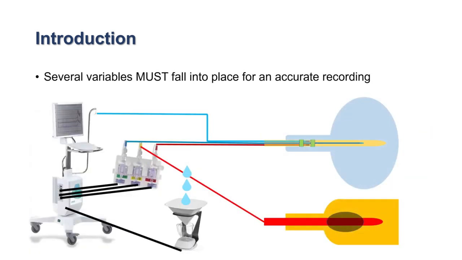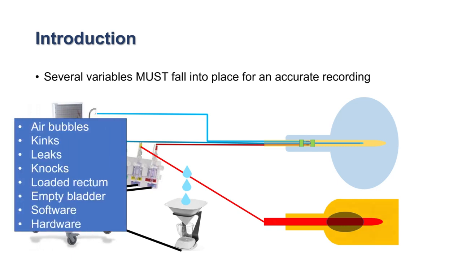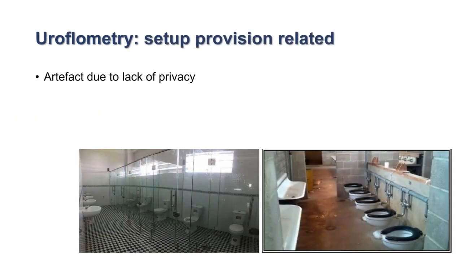Now, obviously, many variables must fall into place for an accurate recording, be it catheters, their connections, the transducers' connection with the computer, and the computer software's functionality. Many things like air bubbles, kinks, leaks, knocking, that is touching the transducers, loaded rectum, empty bladder, software and hardware issues can lead to problems with interpretation and recording of urodynamics.